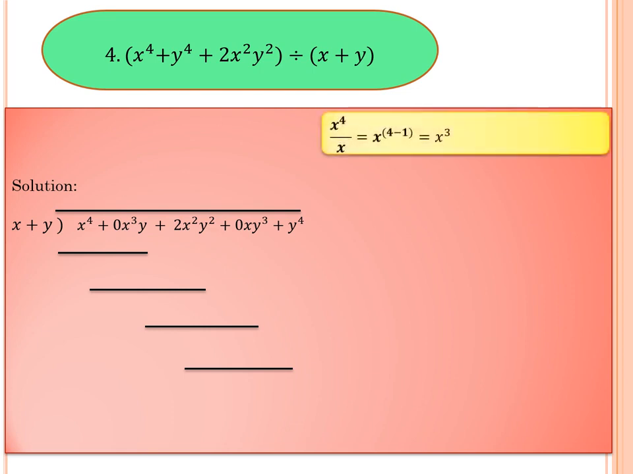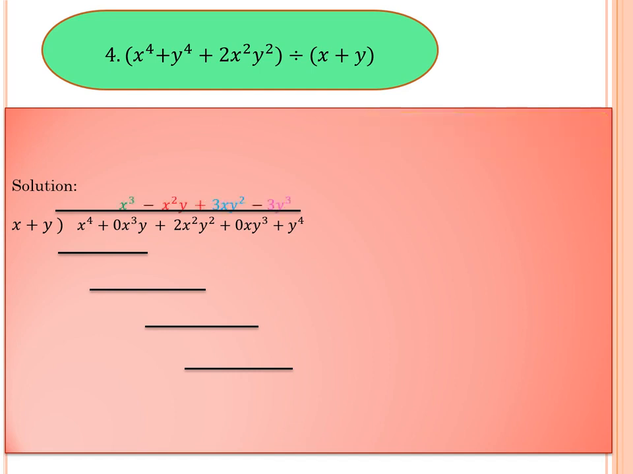Next step is we divide the first term of our dividend by the first term of our divisor to get the first term of our quotient. Okay? So, in this part, x to the power of 4 divided by x is equal to x to the power of 4 minus 1, which gives us x to the power of 3. And x to the power of 3 or x cubed is our first term of our quotient.